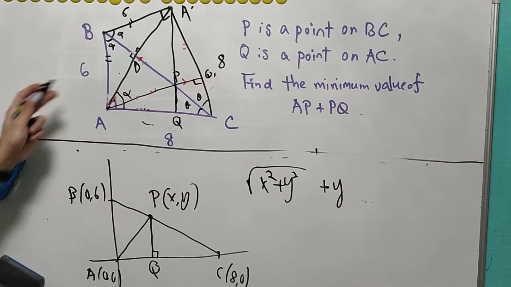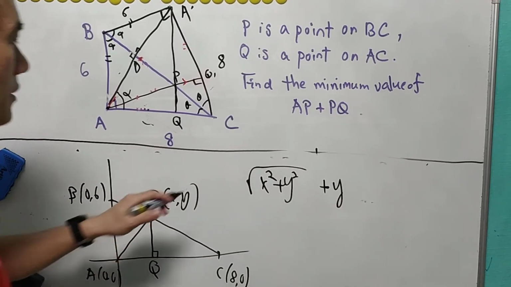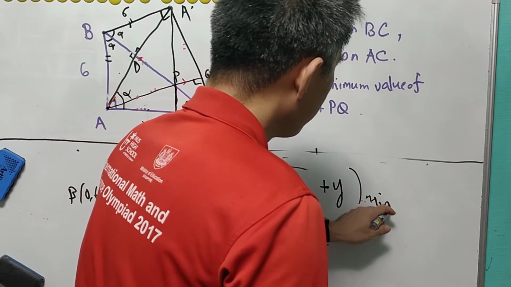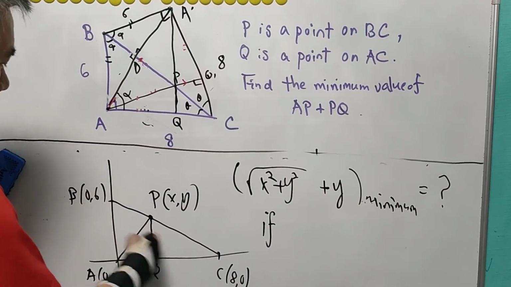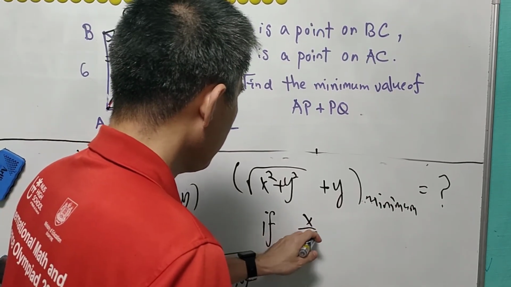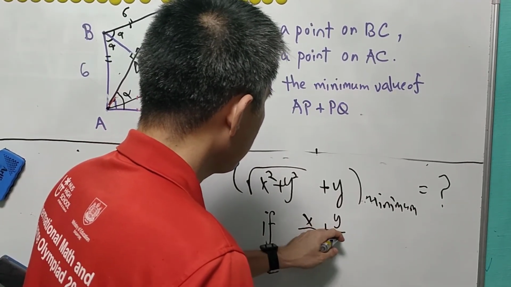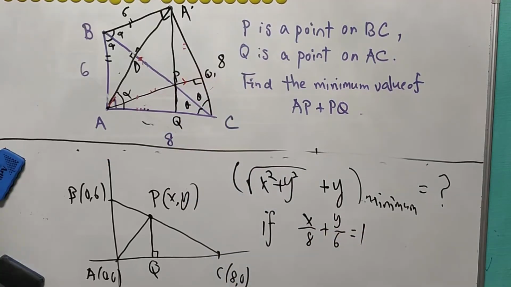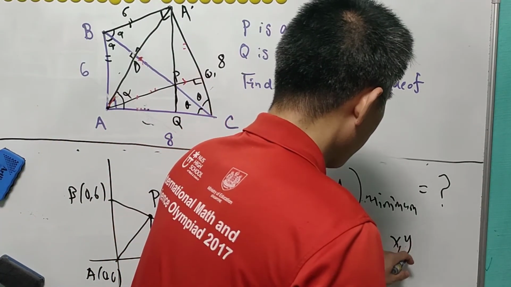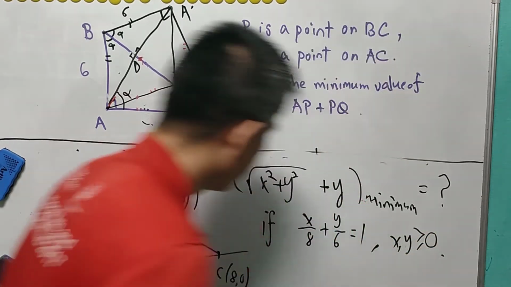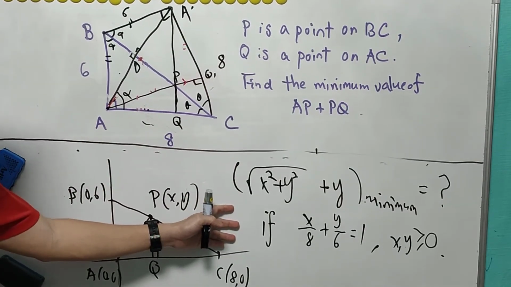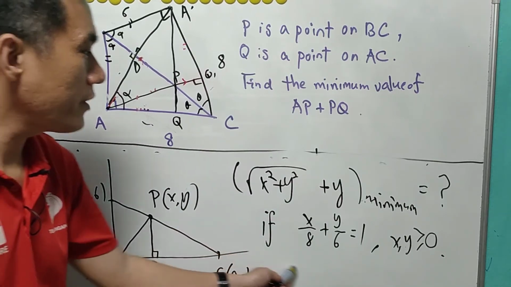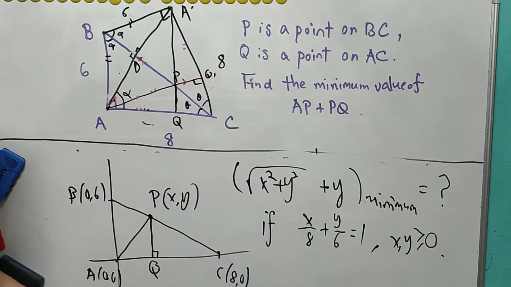We transform this geometry question to an algebraic question: to find the minimum of this expression if P is on this line, and this line is X over 8 plus Y over 6 equals 1, where X and Y have to be greater than or equal to 0. So we transform this geometry question into this algebra question. So you may just try to get the minimum value based on the condition here. Of course, the answer must be equal to 7.68.